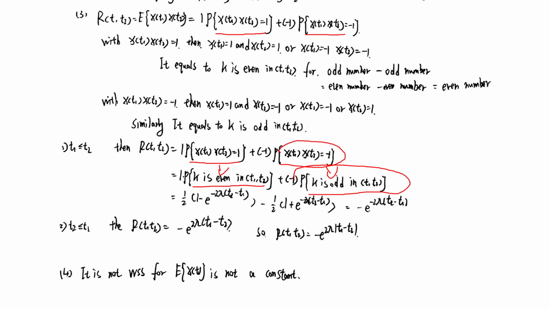So finally we calculate R(t1, t2) equal to this, because we need to discuss the two different circumstances: when t1 is less than or equal to t2, or t2 is less than or equal to t1. Finally R(t1, t2) should be like this, and this is the absolute value of t1 minus t2.